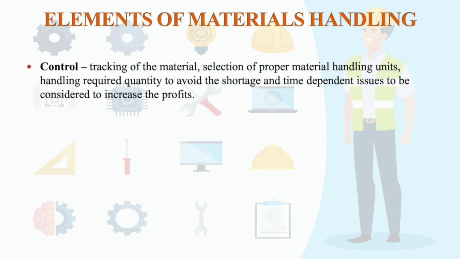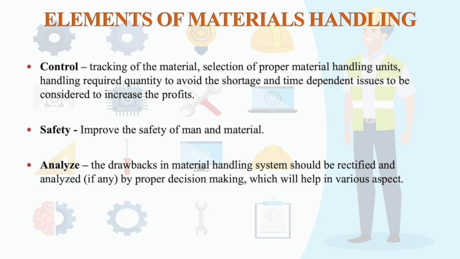Control. Tracking of the material, selection of proper material handling units, handling required quantity to avoid the shortage, and time dependent issues to be considered to increase the profits. Safety. Improve the safety of man and materials. The drawbacks in the material handling system should be rectified and analyzed by proper decision making, which will help in various aspects.